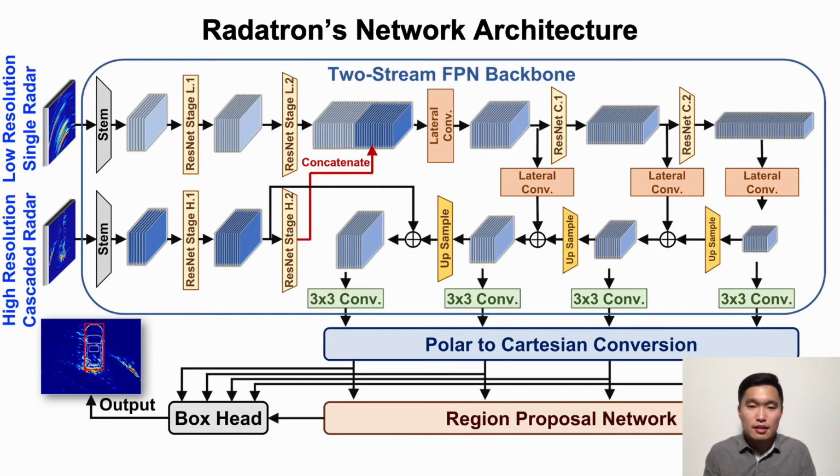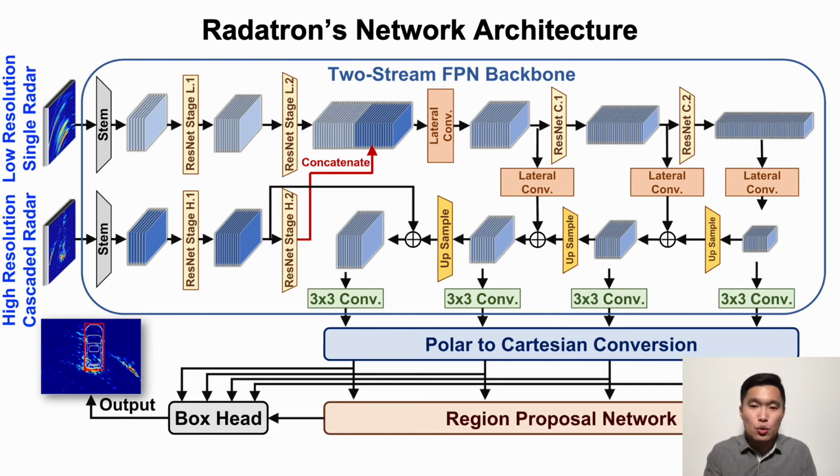We adapt the Faster R-CNN framework in Radatron's network architecture, but we designed the backbone network to have a two-stream architecture, which takes as input both high and low resolution versions of the radar heat maps, and we fused the two versions' feature maps in the middle of the backbone network.